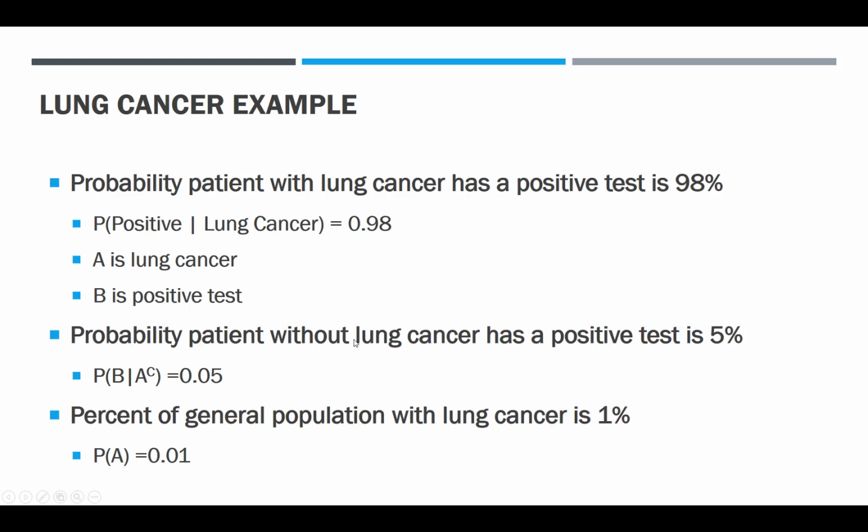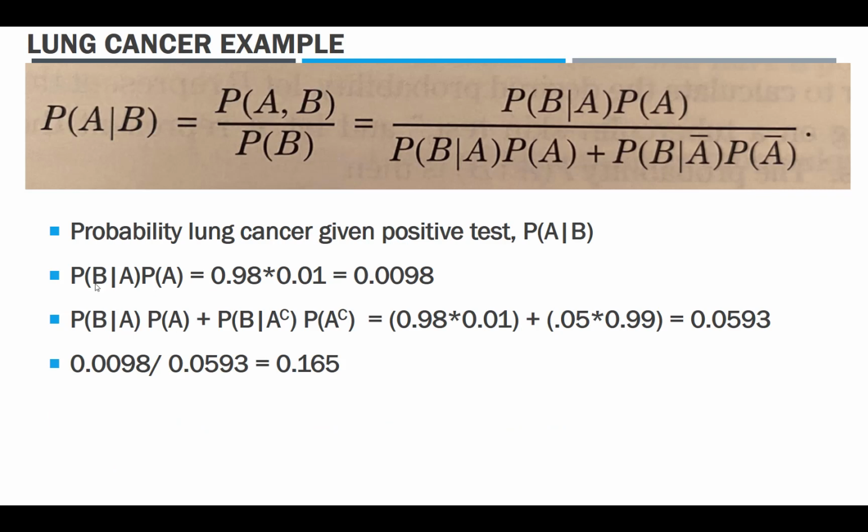So the probability a patient without lung cancer has a positive test result is 5%, so that's 0.05, right? And then the percent in the general population with lung cancer, there's only 1% of people in the general population that actually have lung cancer. So here, what we want to do is find the probability of lung cancer given a positive test result. That's this right here, probability of A given B.